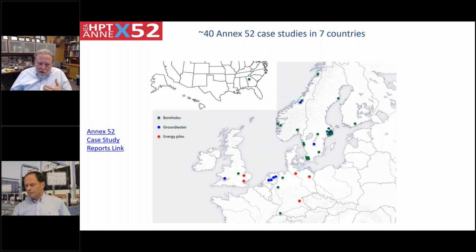And then I mentioned there are about 40 case studies at these locations. They cover a lot of types of systems. They're all ground source heat pumps, but some use vertical boreholes, some use open groundwater or open loop systems, and some use energy piles beneath the buildings.